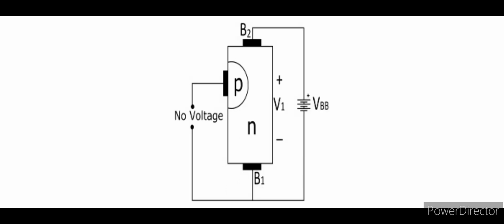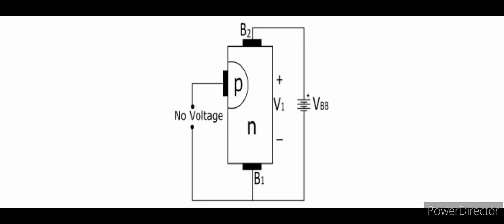The N region here is lightly doped and the emitter is heavily doped. So, note that when the emitter terminal is open, the resistance between the two base terminals is very high. Now, let us understand how UJT operates.